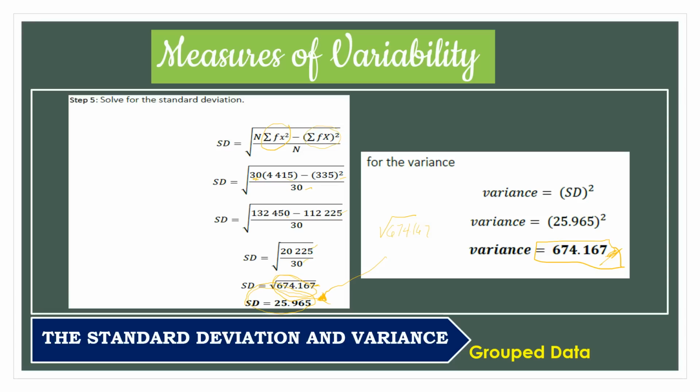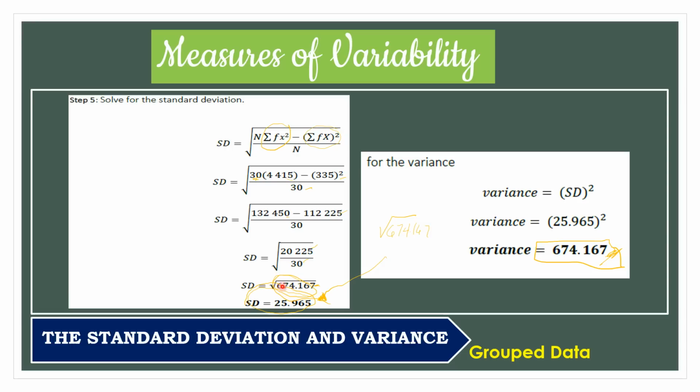Simplifying further, 132,450 minus 112,225 is equal to 20,225. And then we divide it by 30. When we divide those two, we will obtain 674.167. And we can already write that as the variance.